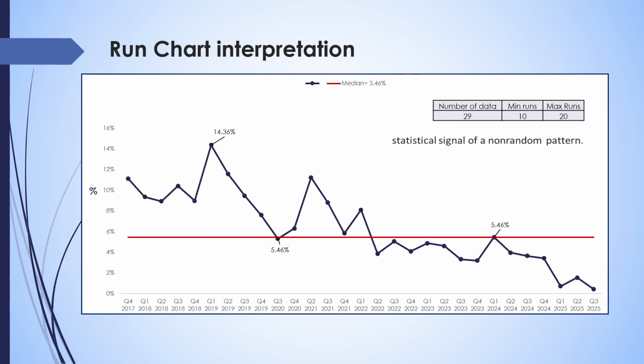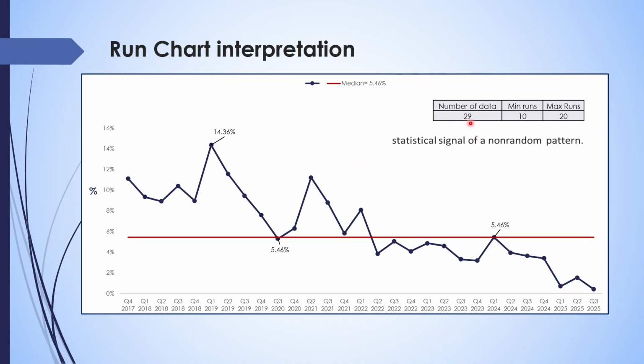Let's look at the question. So here, this is an astronomical data point, right? Statistical signal of a non-random pattern. So here this is an astronomical data point.